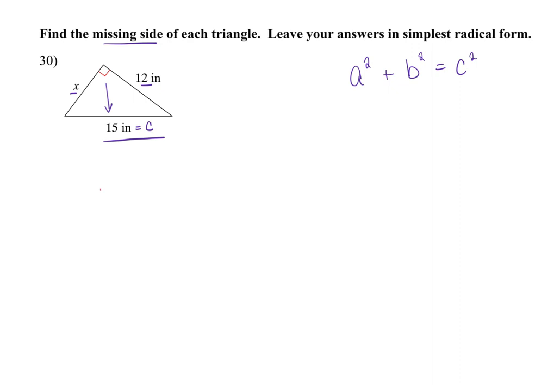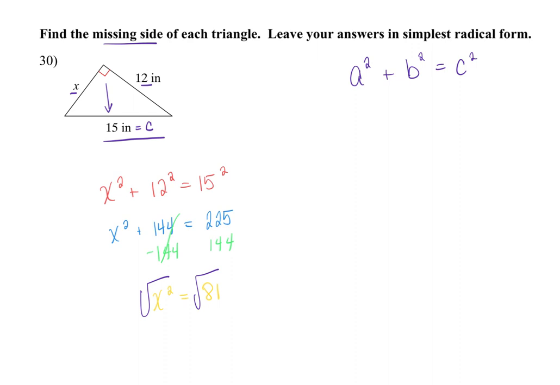So to solve for this, I would say x squared plus 12 squared equals 15 squared. And then I am just simplifying them. X squared plus 144 equals 225. Subtract the 144. We have x squared equals 81. And then I'm going to take my square root. So remember, when I'm talking about side length is always positive, so x is going to equal positive 9.